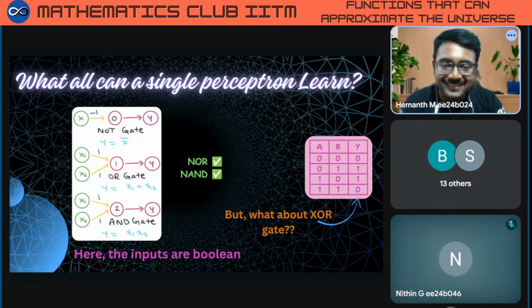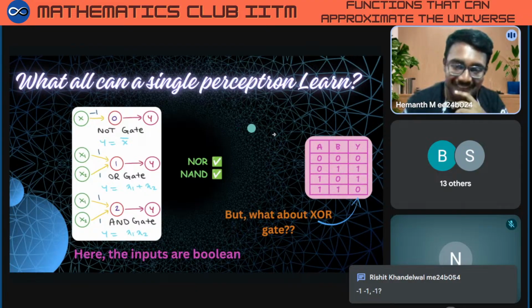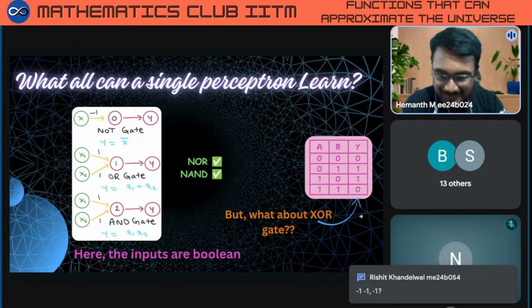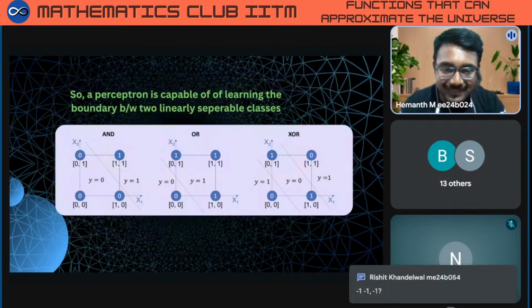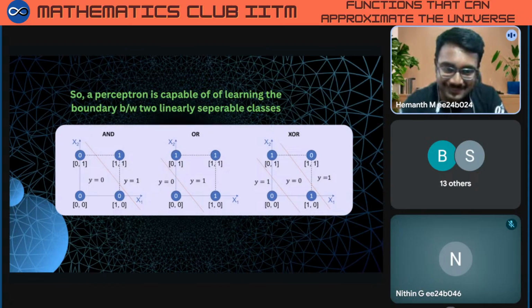Okay. Nice that you guys didn't answer, because this question doesn't have an answer. And the answer is you cannot model the XOR gate using a single perceptron. So I'm happy that no one answered. And the reason for that is very simple.